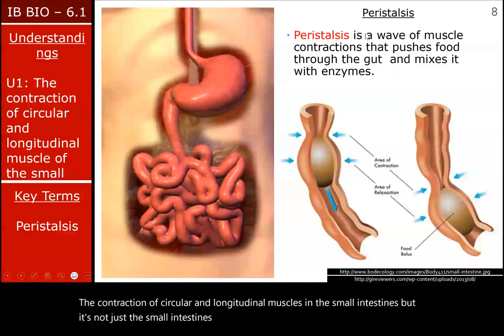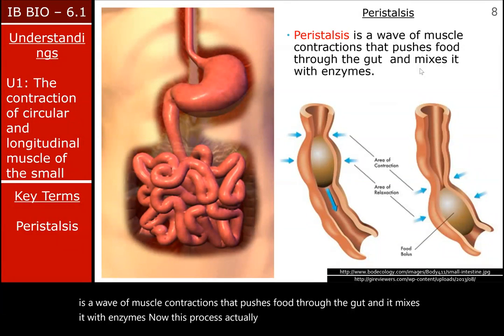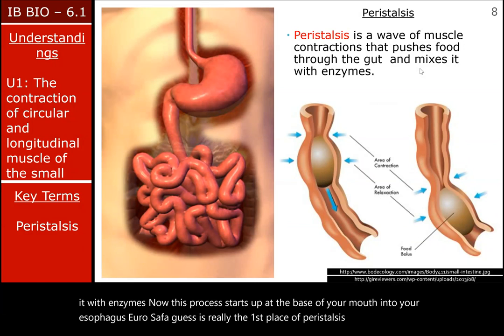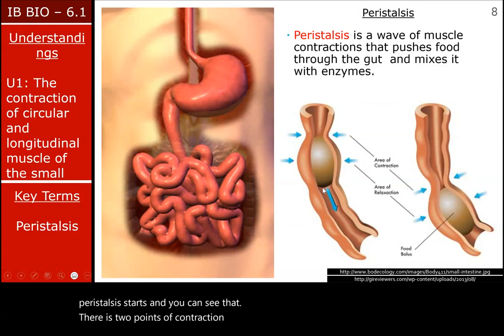We're talking about peristalsis. Peristalsis is a wave of muscle contractions that pushes food through the gut and mixes it with enzymes. Now, this process actually starts up at the base of your mouth into your esophagus. Your esophagus is really the first place that peristalsis starts. And you can see that there's 2 points of contraction and relaxation. And the lump of food, we call it a bolus. I don't know why, we just do.